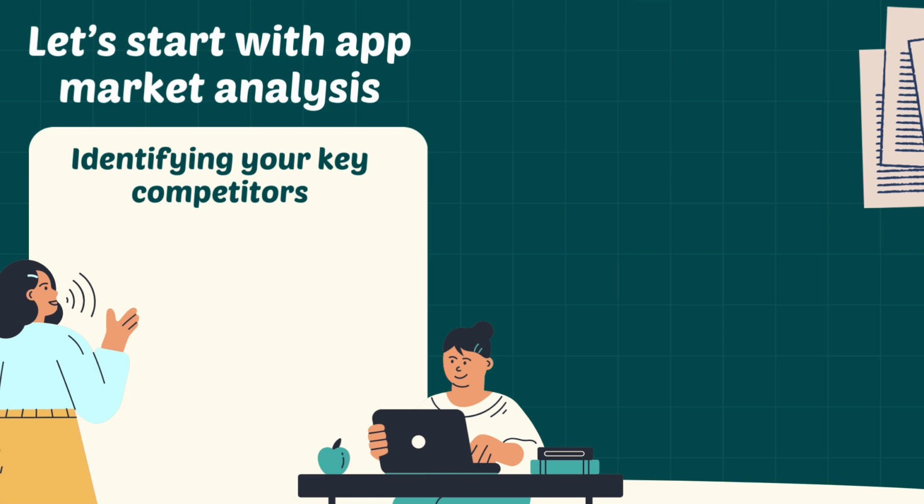A good first step is identifying your key competitors. To do that, you need to understand your app's niche and the category or subcategory it falls under. This helps you assess market size, trends, and competitive dynamics. You can use several tools for competitor research. We'll walk through those a bit later.